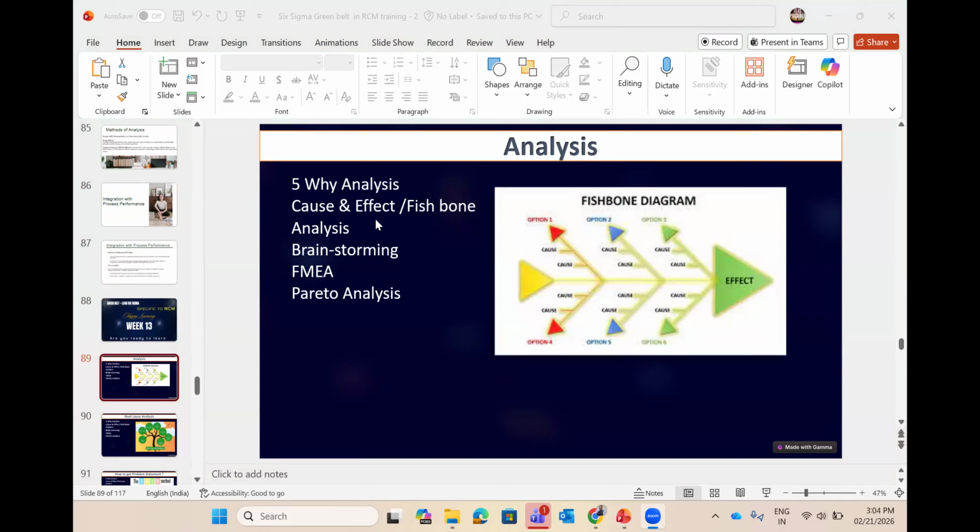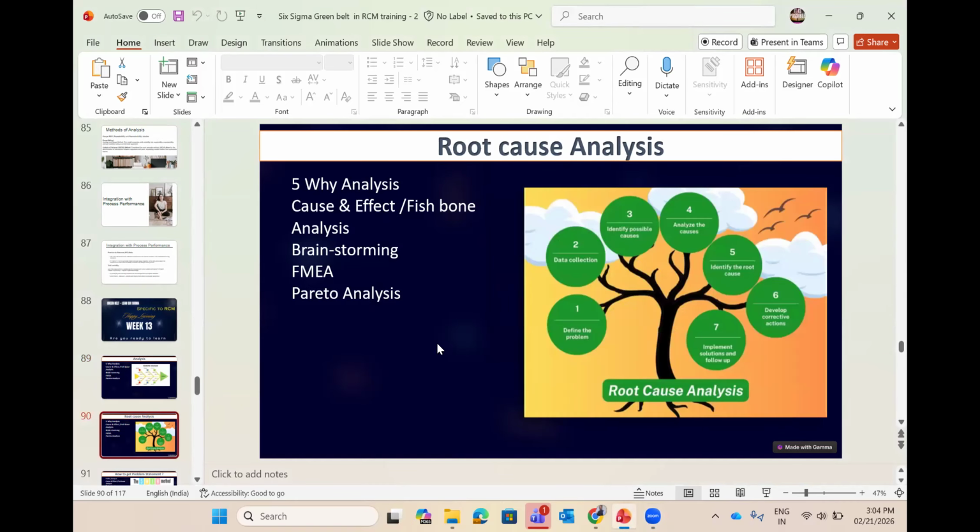So we are going to create that by our analysis and by doing brainstorming, and we are doing an FMEA, and then we are going to do the Pareto analysis. These are all analysis tools. When you are in the DMAIC methodology and you come to the analysis part, these are the different tools which we are going to use. In that, the fishbone diagram is very effective. The same thing, we will go in a different order. We'll call that root cause analysis, right?